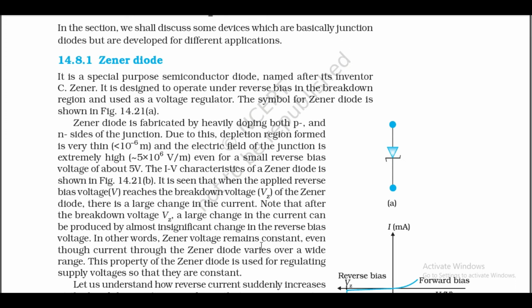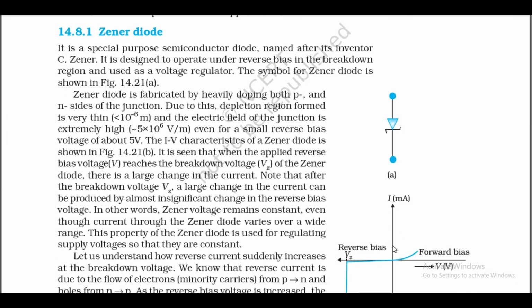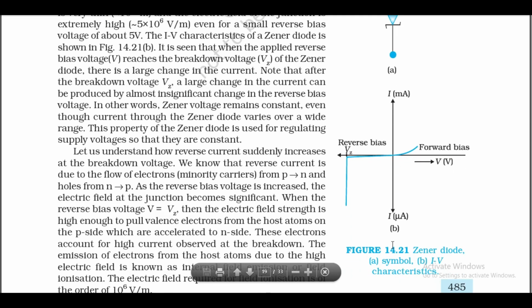Note that after the breakdown voltage Vz, a large change in the current can be produced by almost insignificant change in the reverse bias voltage. In other words, Zener voltage remains constant even though current through Zener diode varies over a wide range. This property of Zener diode is used for regulating supply voltages so that they are constant.